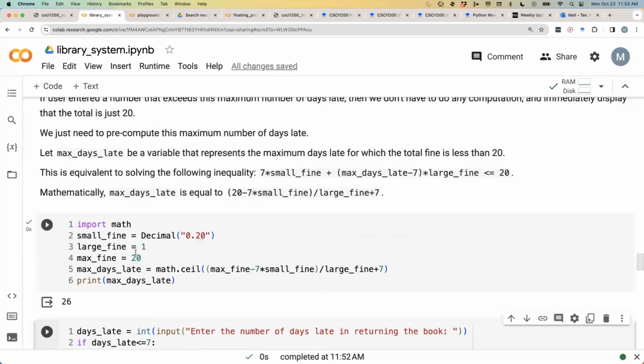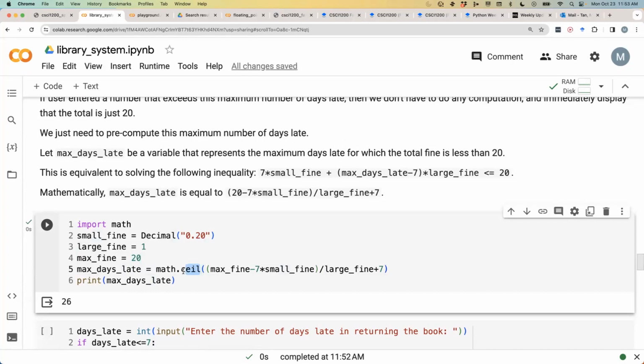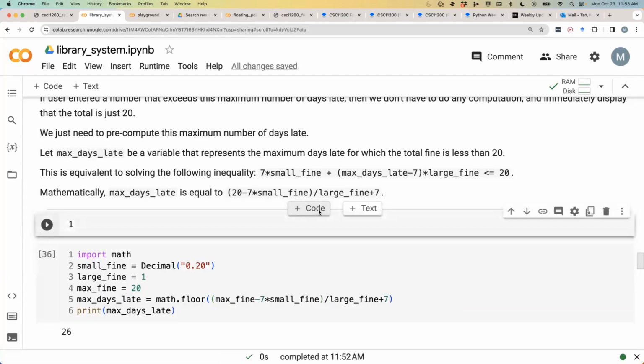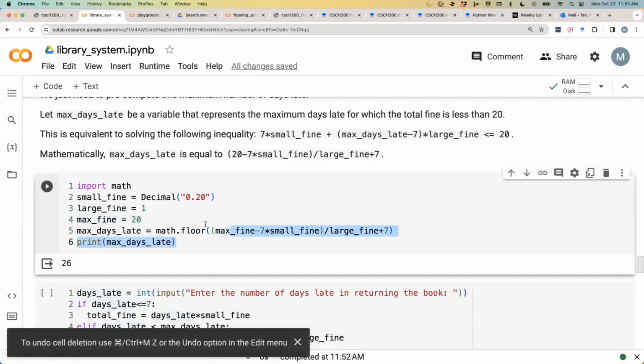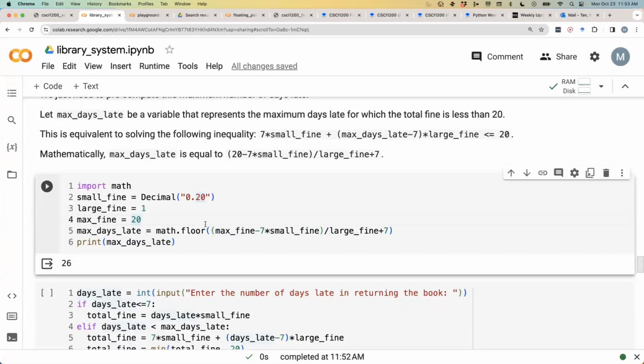Oh, actually, I made a mistake here. It should be floor, not ceiling. Because starting from 26 days onwards, it will be $20, and for 25 days and below, it will still be less than $20. So the maximum days late for which you will incur a fine less than or equal to $20 will be 25. So I should use floor. It should be the largest integer less than the computed value.